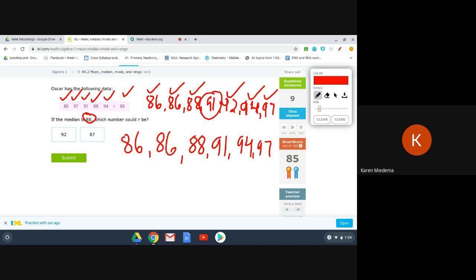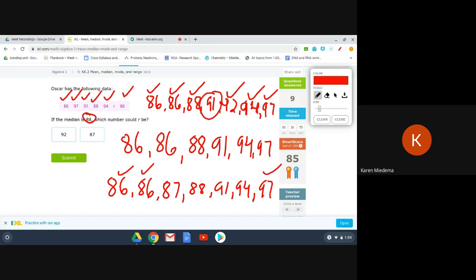If I want to just verify my answer, I'm going to go ahead and substitute in 87 for R. My data set would look like this: 86, 86, 87, 88, 91, 94, 97. 86 would cancel with 97. 86 would cancel with 94. 87 would cancel with 91. And look, I'm just left with one middle number, which is that 88, which is the value of R.